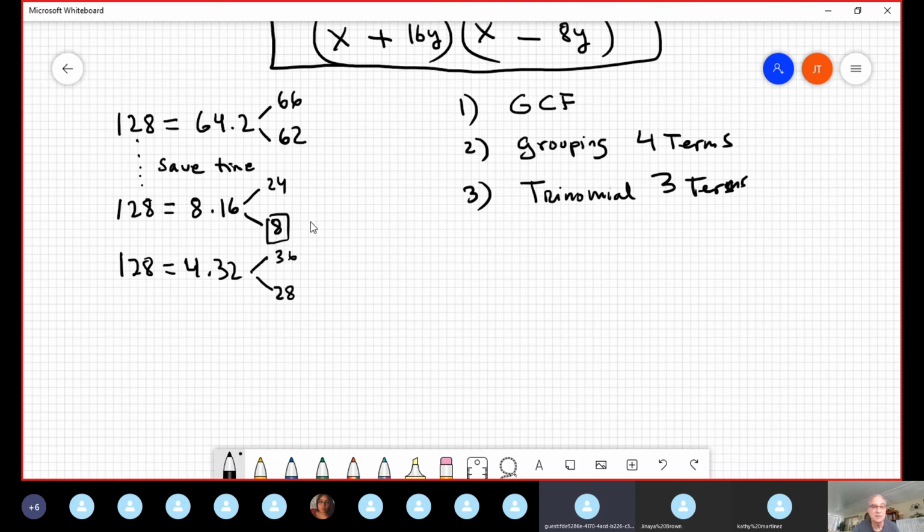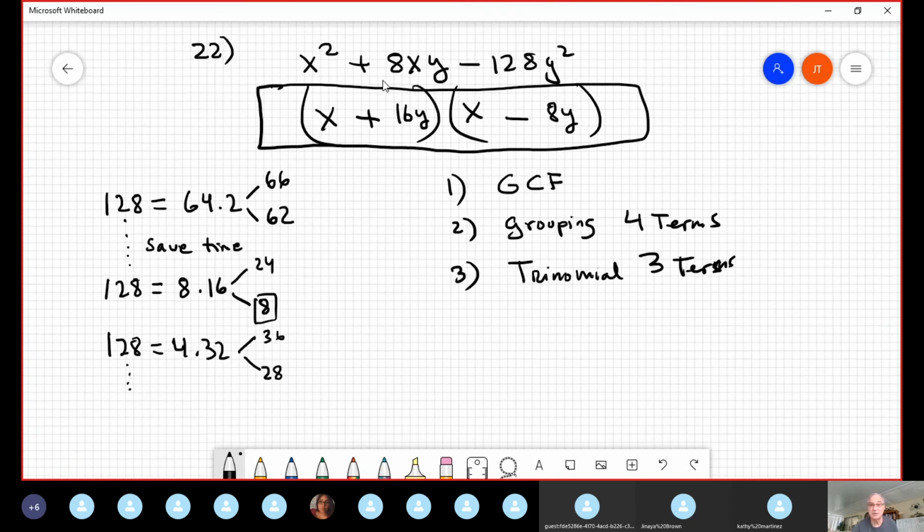Remember, my goal is 8. So I know it doesn't work. We continue. By 5, it's impossible. When you divide by 5 in the calculator, it's a decimal, so it doesn't work. By 6, it's a decimal. By 7, decimal. By 8, it's 16. And 16 and 8, when you add is 24, when you subtract is 8, exactly the number that we need here.